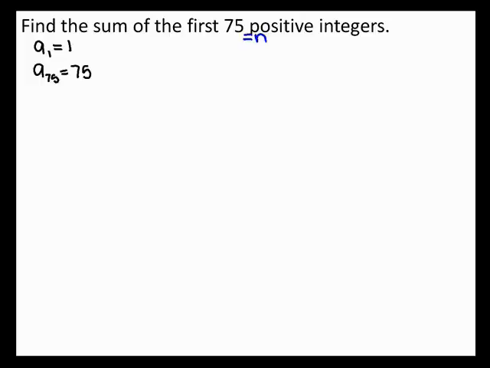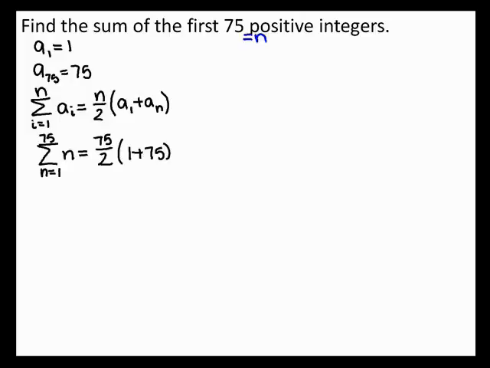Use the nth partial sum formula. Substitute 75 in for n, 1 in for a sub 1, and 75 in for a sub n. Simplify 1 plus 75. Simplify 75 divided by 2 times 76. The sum of the first 75 positive integers is 2,850.